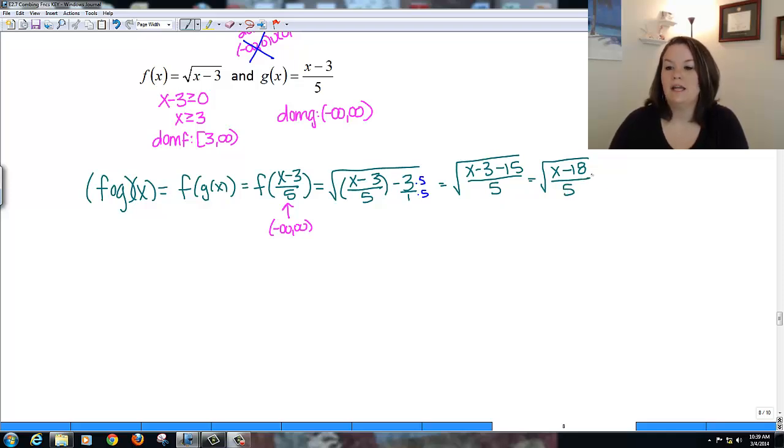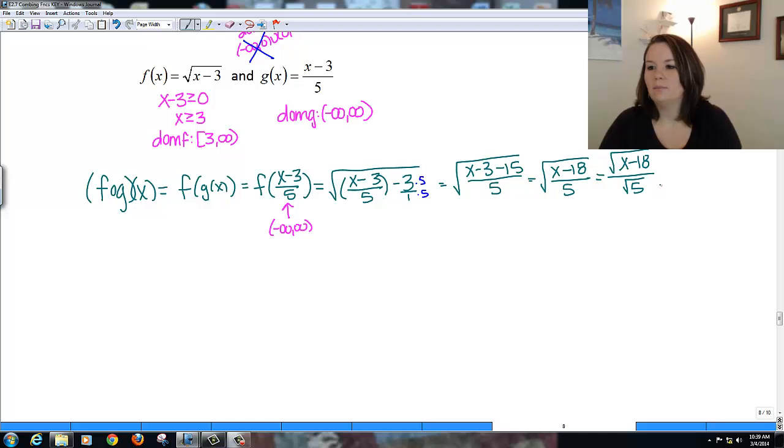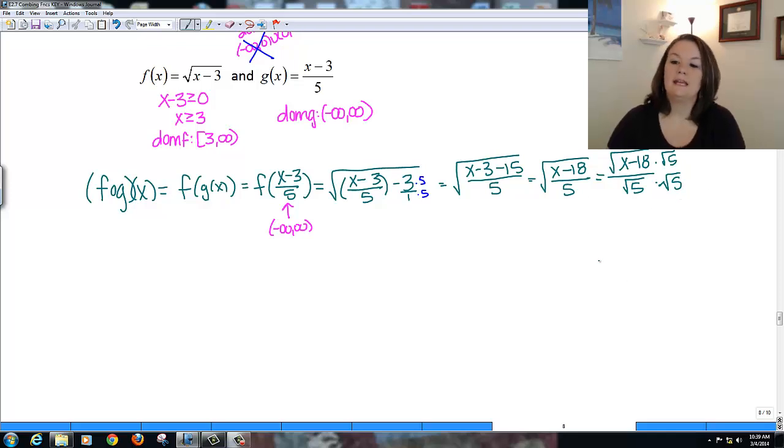Okay. Now, if I were to break this up, this gives me the square root of x minus 18 all over the square root of 5. We can't leave a square root in the denominator, so just like before, I'm going to go ahead and rationalize my denominator by multiplying on top and bottom by the square root of 5.